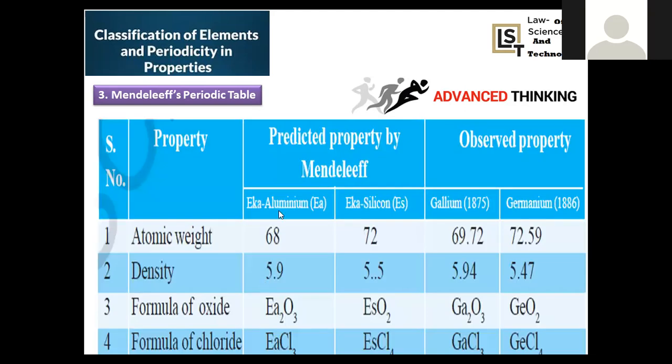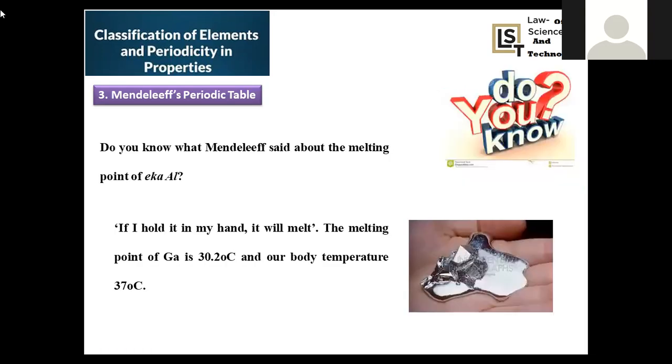Now, Mendeleeff's thinking: just now we got the comparison between Eka aluminium and gallium and Eka silicon and germanium. The same is repeated here. Their density, atomic weight values, formula of oxides and formula of fluorides are also mentioned, which he assumed and which are almost similar to the predicted properties.